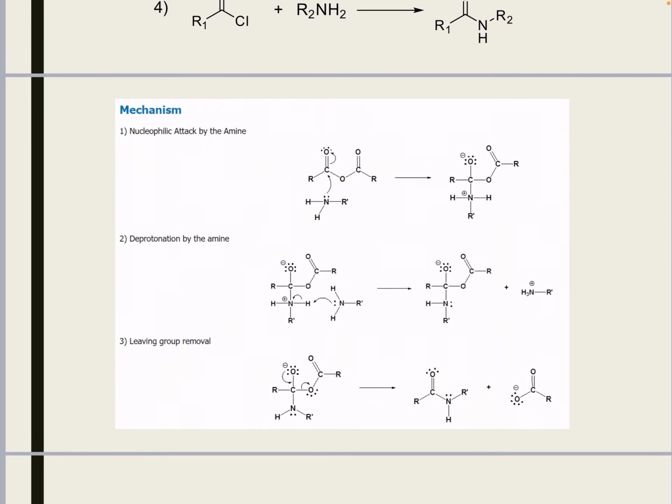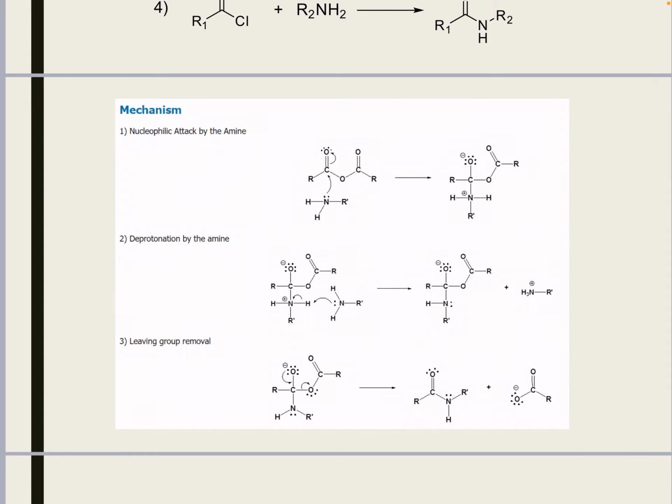The mechanism follows 3 main steps. First one being nucleophilic attack of the amine onto the carbonyl group in the acetic anhydride. The reaction will lead to the formation of an alkoxide, and the second step will be deprotonation by the amine. The very last step will be to restore the carbonyl group and form the amide bond. At the same time, the acetate group will be leaving as a leaving group. The reaction goes pretty smoothly.